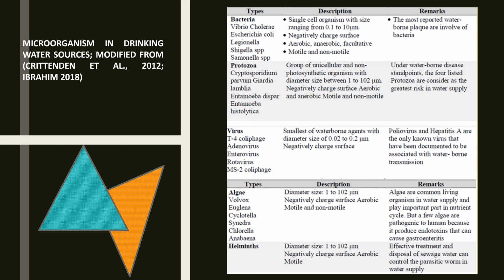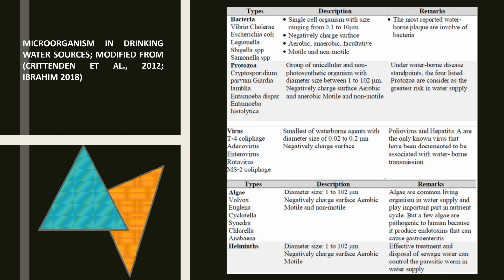For protozoa: Cryptosporidium, Giardia lamblia, Entamoeba histolytica. For descriptions, a group of unicellular, non-photosynthetic organisms with a diameter size between 1 to 102 micrometers, negatively charged surface, aerobic and anaerobic, motile and non-motile. For remarks, from waterborne disease standpoints, the four listed protozoa are considered the greatest risk in the water supply. Okay, these protozoa we usually find in our water supply.